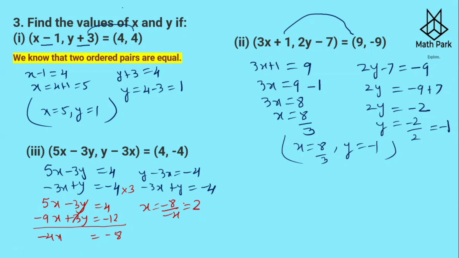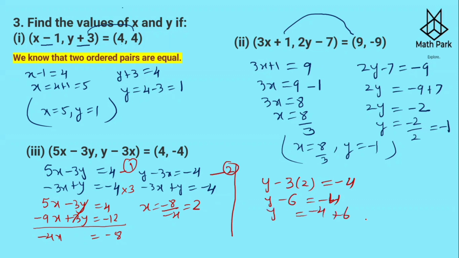Now this can be substituted in any of the equations to get the value of y. So substituting x is equal to 2 in equation number 2. This was our equation 1, this is equation 2. So y minus 3 times 2 is equal to minus 4. So you get y minus 6 is equal to minus 4, so y is equal to minus 4 plus 6, which is equal to 2. So this is how you get x is equal to 2 and y is equal to 2 as the solution for this equation.